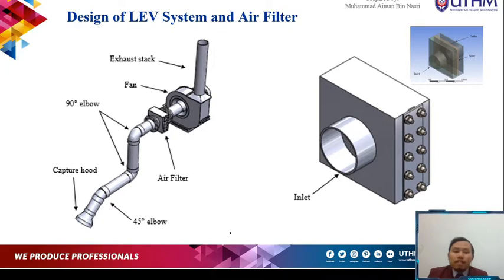For the design of the LEV system and air filter, the LEV has a capture hood, a 45-degree elbow, two 19-degree elbows, an air filter in the middle, and a fan and exhaust type. And at the right-hand side we have a model of the air filter that consists of an inlet, an outlet, and a filter in the middle.